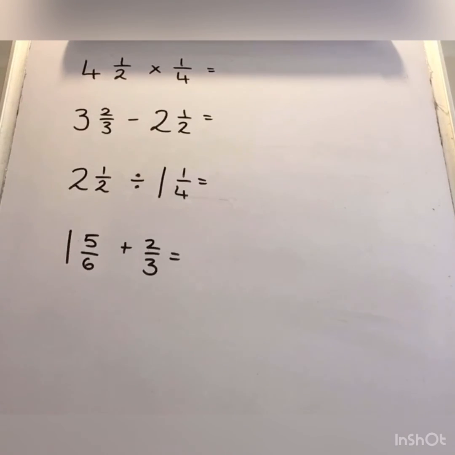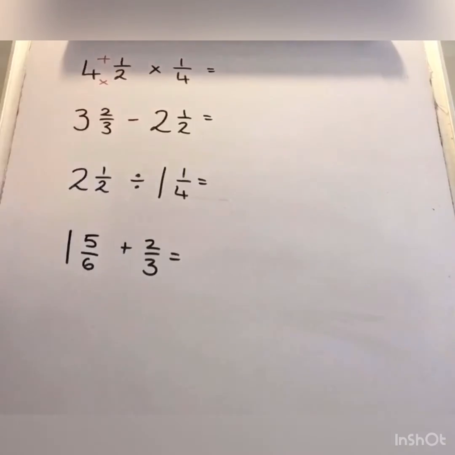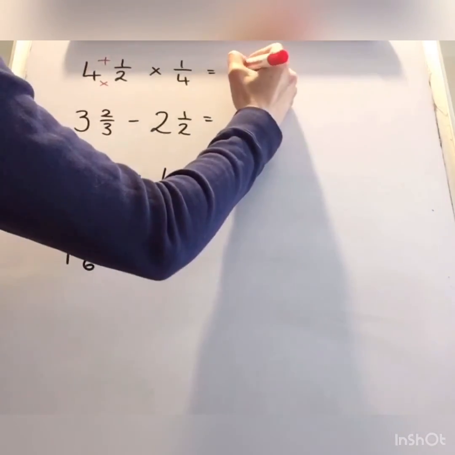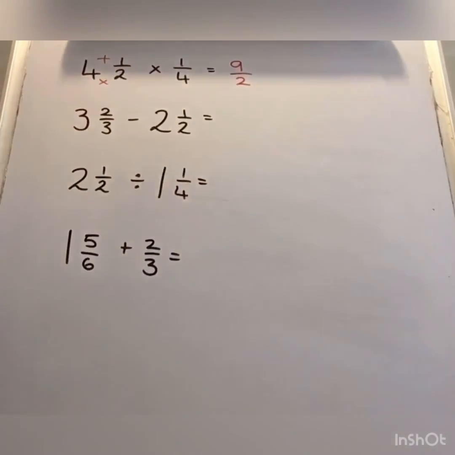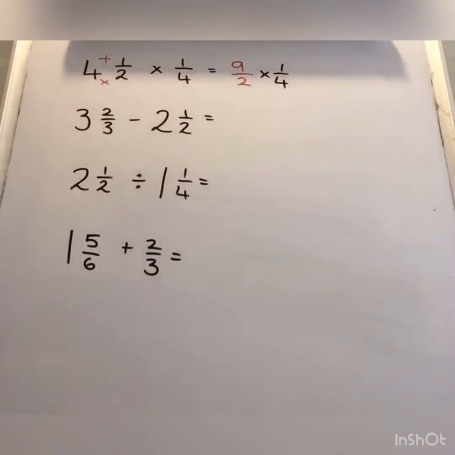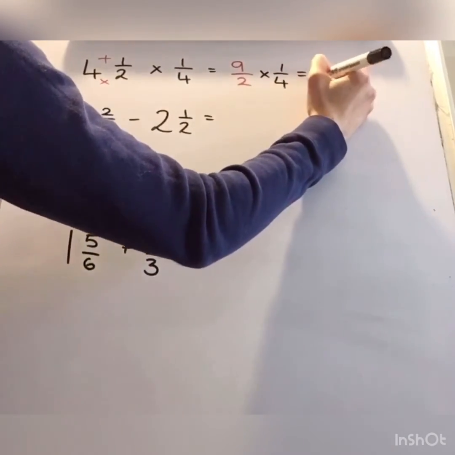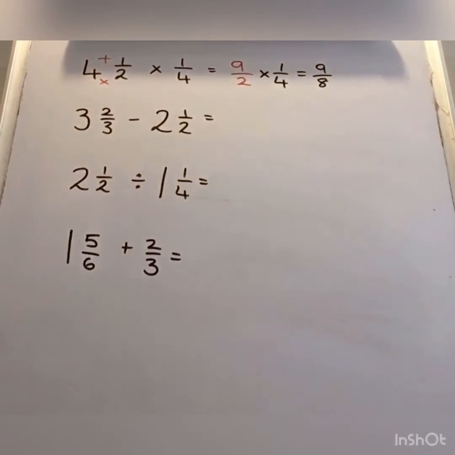Okay, so I'm going to go through your answers now to the questions that you've just done. For the first question, you want to convert this mixed number into an improper fraction. So this would become 9 over 2, and then we're going to multiply it by 1/4. Now when we multiply fractions, remember we just times the top together, so 9 times 1 is 9, and then times the bottom to give us 8.